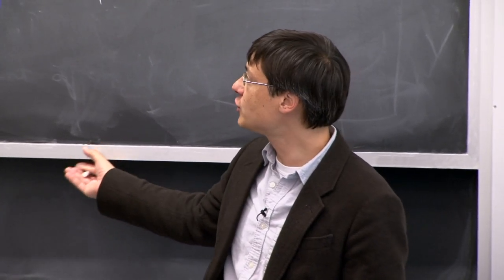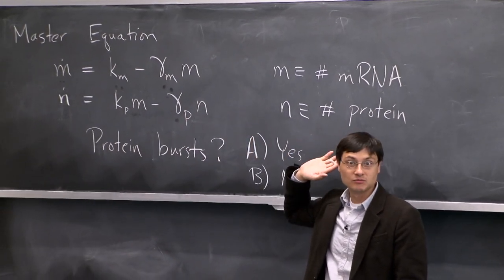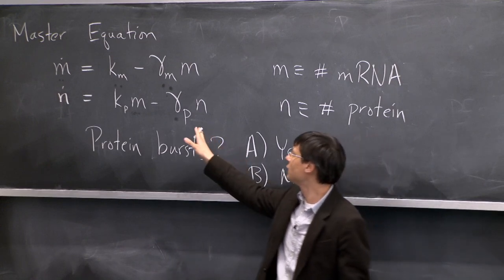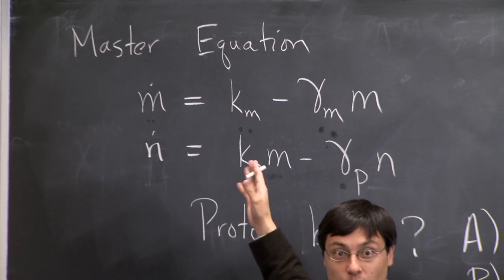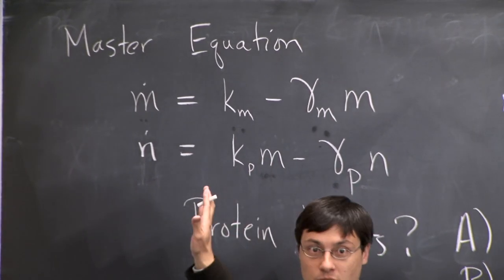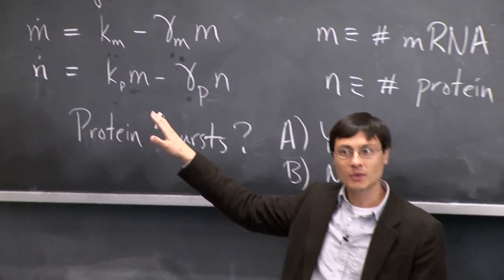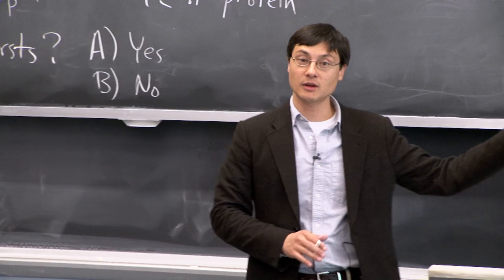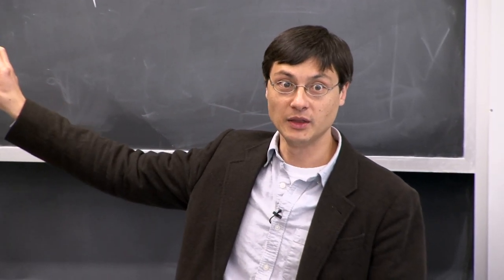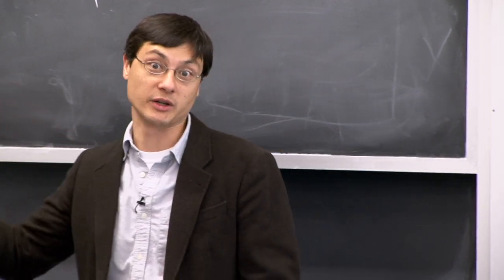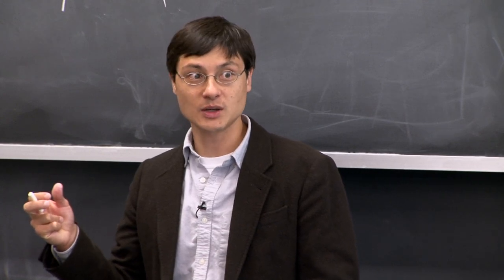And the point here is that there's continuous, there's discrete, right? If you just simulate this as a deterministic pair of differential equations, then will there be bursts? No. Because everything is well behaved here. On the other hand, if we do a full Gillespie simulation of this pair of equations, then in the proper parameter regime, we actually will get protein bursts. Which is in some ways weird, right?